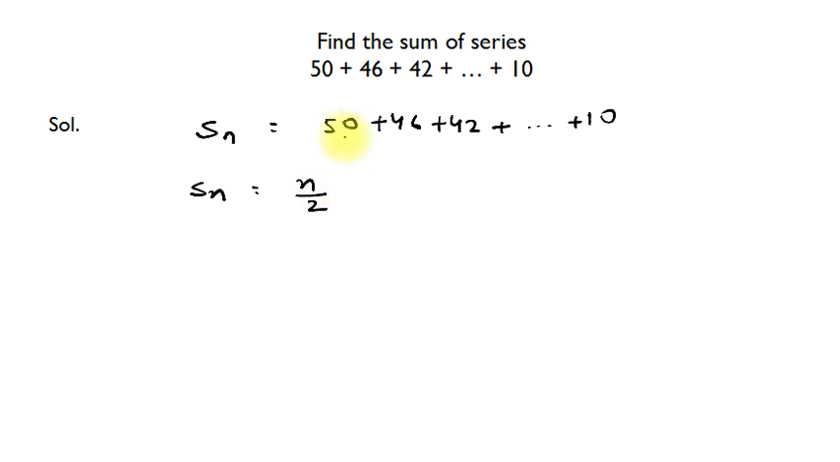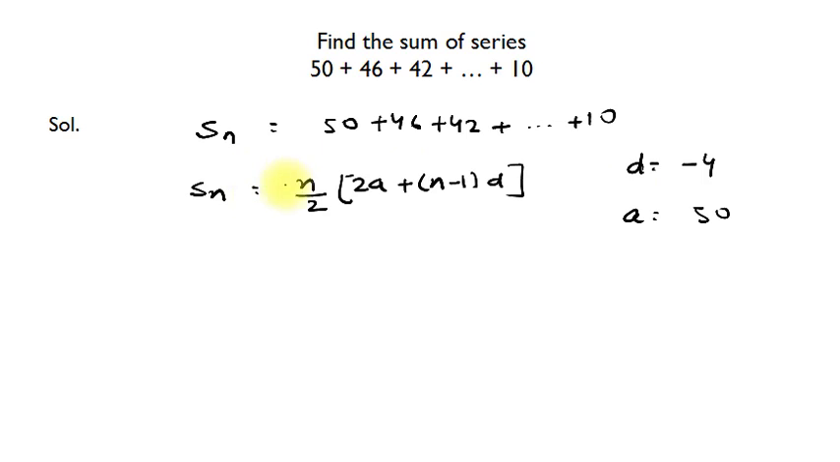where n is the number of terms of the series, into 2a plus n minus 1 into d, where a is the first term of the series and d is the common difference. Now in this series, d is equal to 46 minus 50, or 42 minus 46, so d is equal to minus 4, and a is equal to 50. The first term is 50.